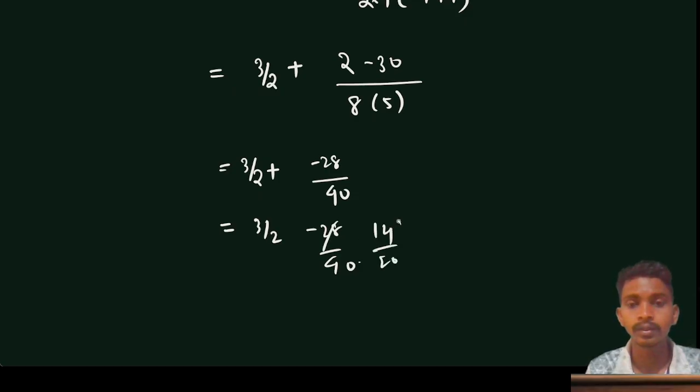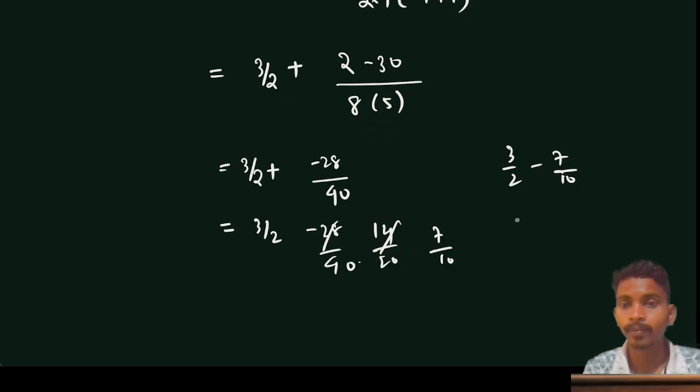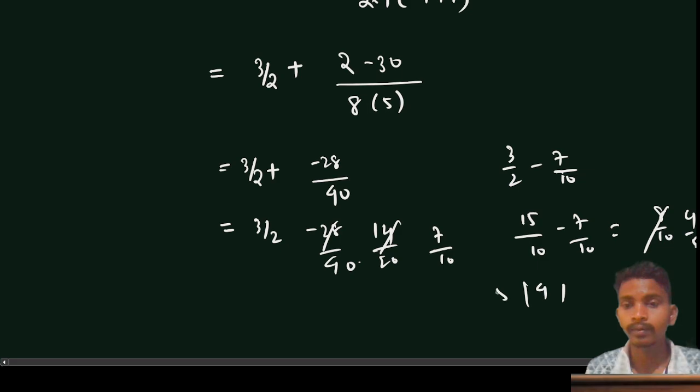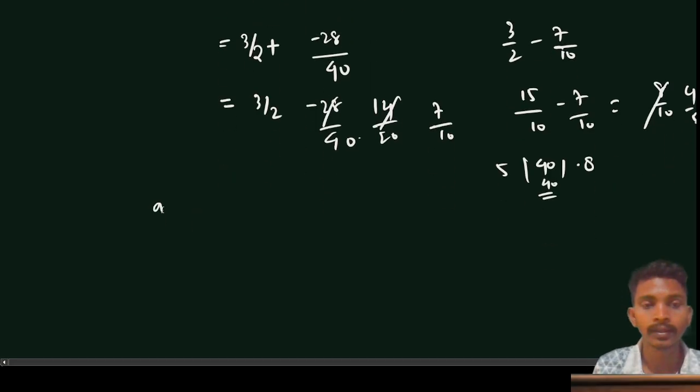Solving it, 3 upon 2 minus 7 upon 10, so 15 minus 7 upon 10, that is 8 upon 10, which is 4 upon 5. So the g value is 0.8.